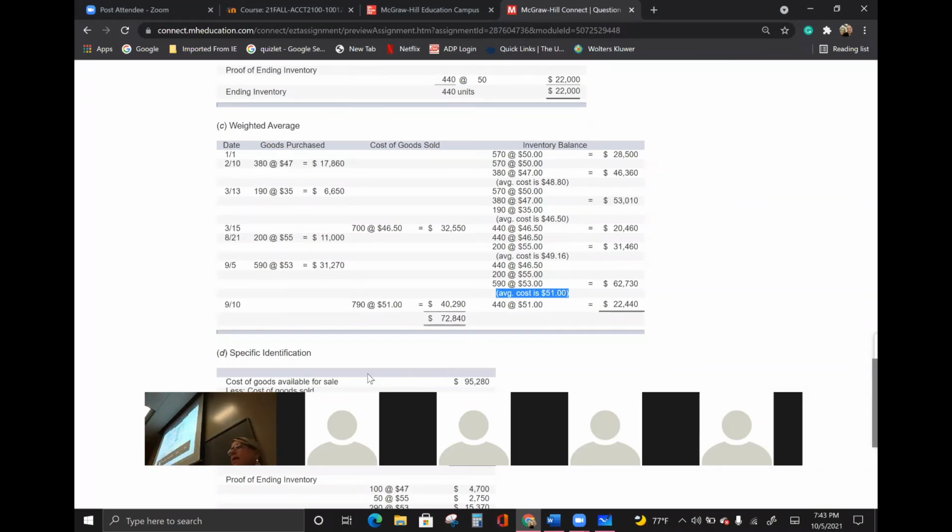So now my ending inventory has that new average and it won't change until I have another purchase. Does that make sense?